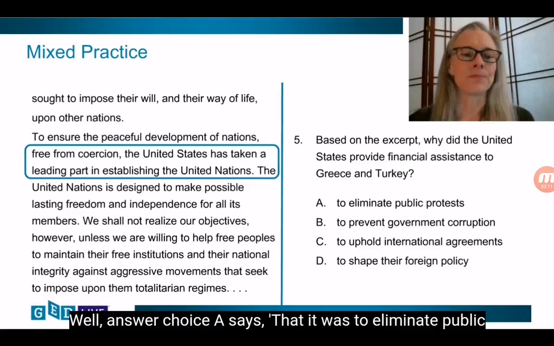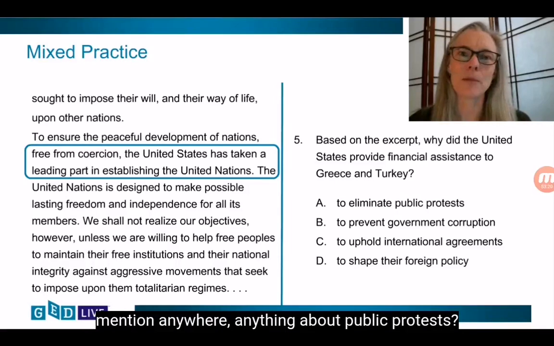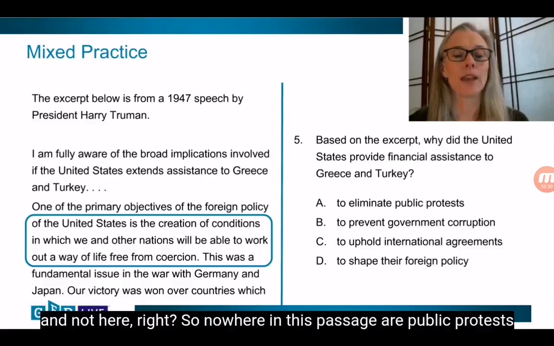Well, answer choice A says that it was to eliminate public protests. And again, I'm inclined to ask you, did the passage mention anywhere anything about public protests? Not here, and not here, right? So nowhere in this passage are public protests discussed.